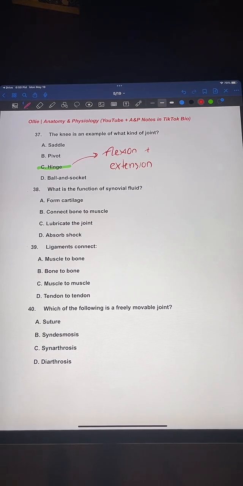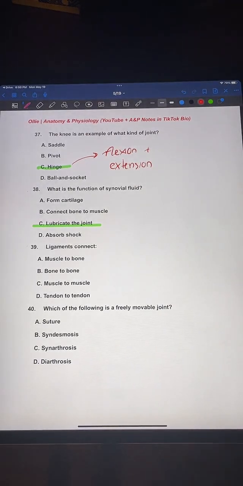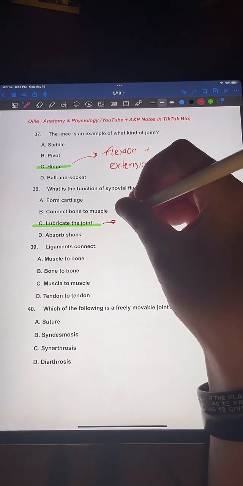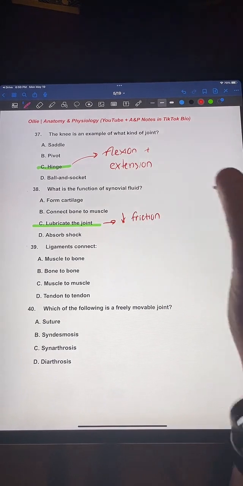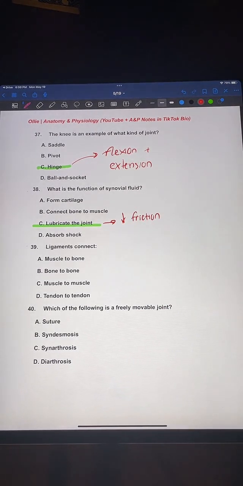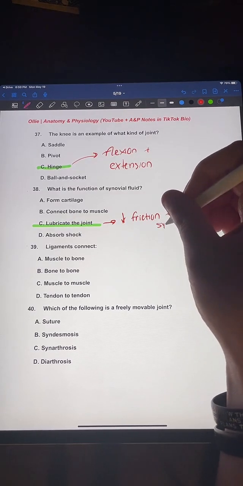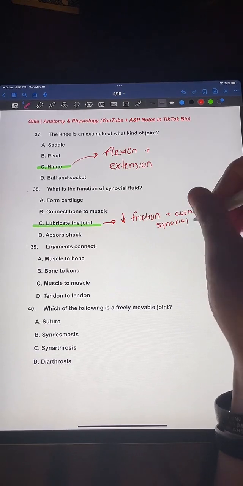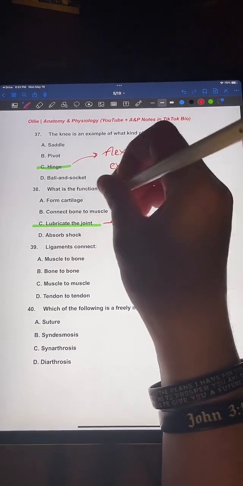The answer to 38 is C. It is to lubricate the joint. The function, or the purpose, I should say, is to reduce friction and increase cushioning in synovial joints. So cushion synovial joints, which is why it's called synovial fluid.